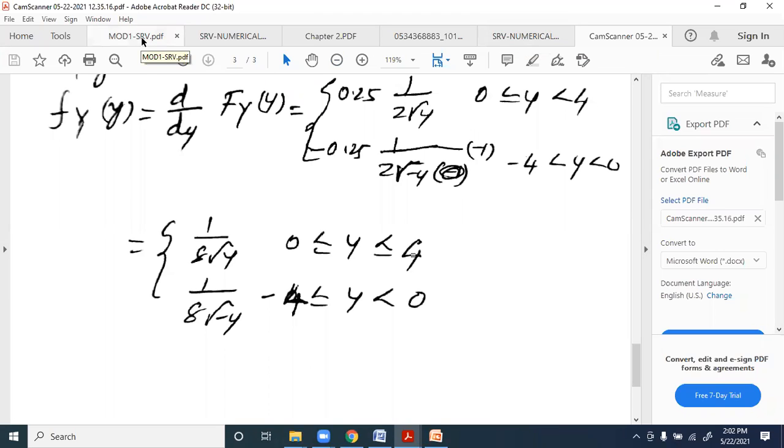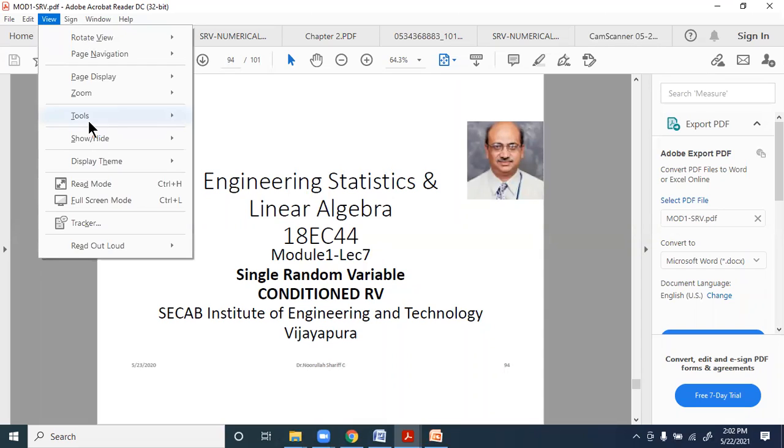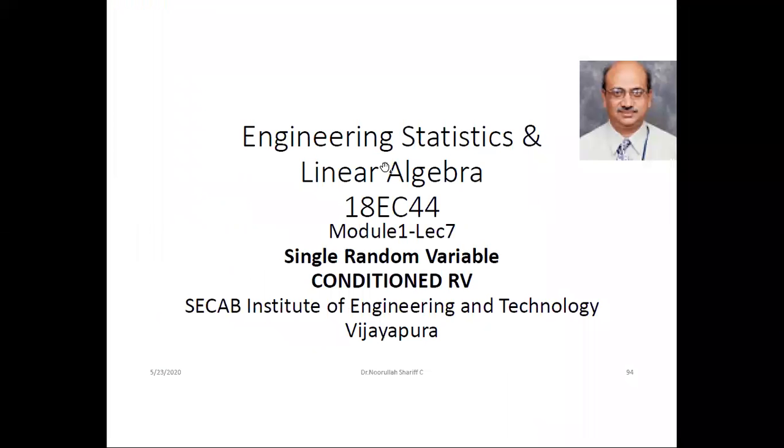Now we will go for the conditioned random variable. So let us go for the conditioned random variable topic, which is similar to the conditioned probability or conditional probability. Corresponding to the conditional probability, we have the conditioned random variable.